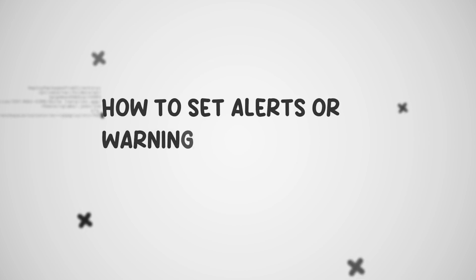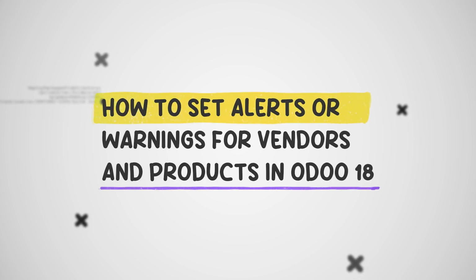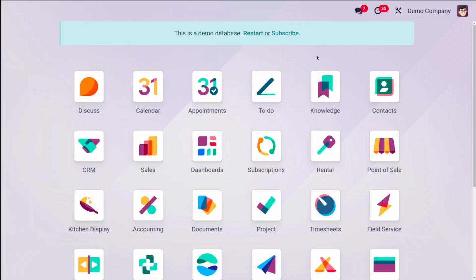In this tutorial, we'll explore how to set up alerts and warnings in Odoo 18 to proactively manage your inventory and purchasing processes. By implementing these alerts, you can avoid stockouts, optimize purchasing decisions, and streamline your supply chain. So now let's dive into the details.